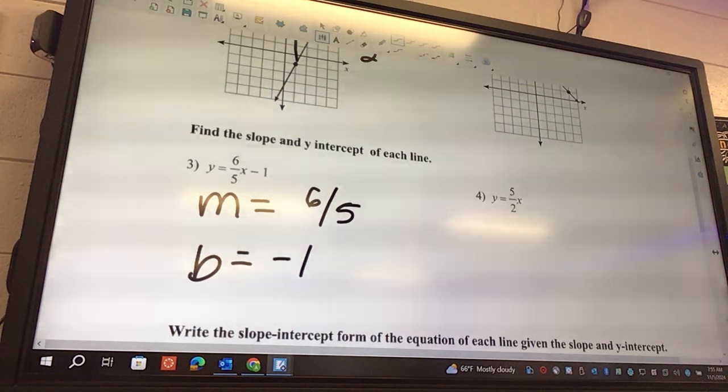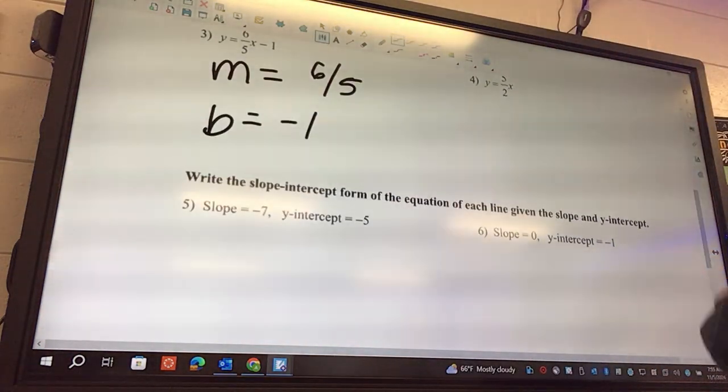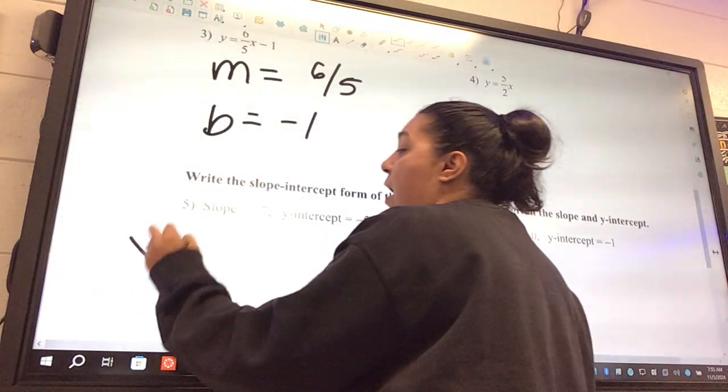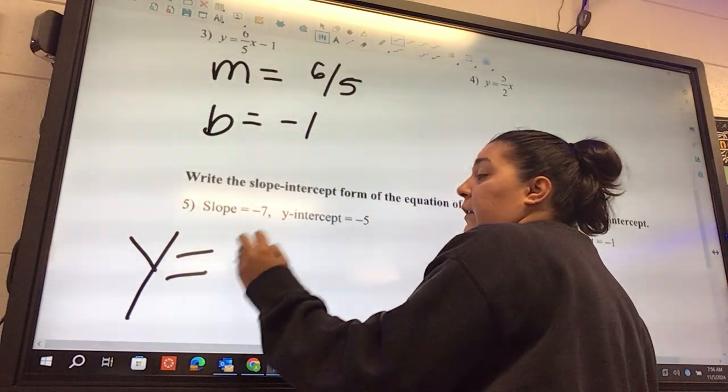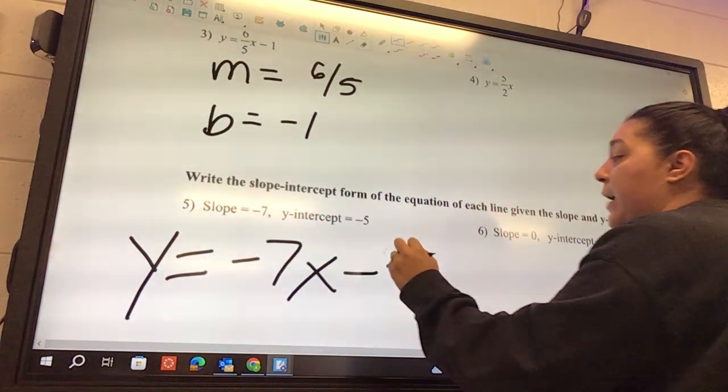Okay, number 5 says write the slope-intercept form of the line. It's going to look like y equals what first? -7x minus 5.